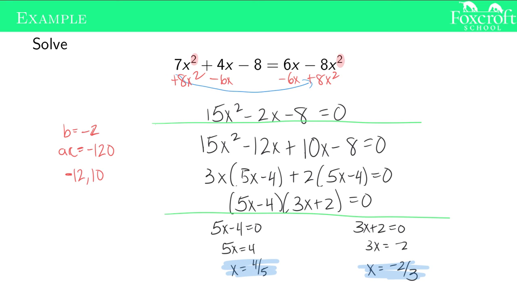All right, again, breaking up into our steps. First big step is getting 0 on one side, so that's important. Second big step is factoring. Third big step is setting each of those factors equal to 0.